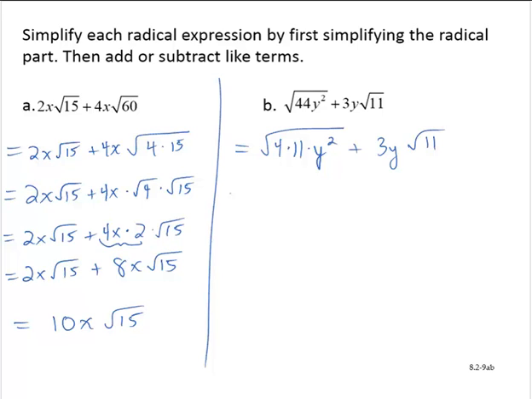Breaking up the radical in the first term, I have the square root of 4 times the square root of 11 times the square root of y squared. And the second term I'll leave alone. Square root of 4 is 2. Square root of 11 I'll leave alone. Square root of y squared is y.